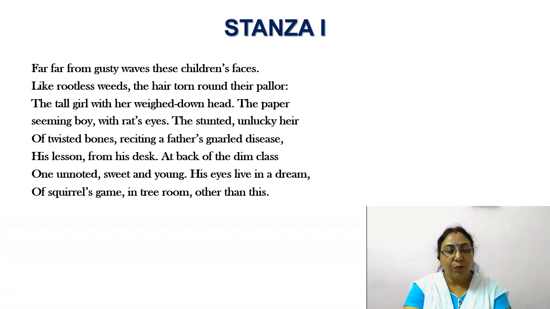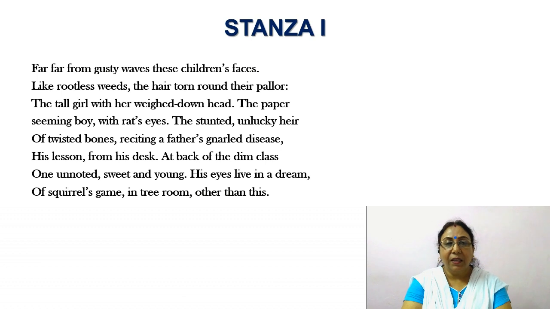This young and sweet boy is sitting at the back of the class and his eyes live in a dream. His eyes are full of dreams of squirrel's game. A squirrel is an animal that runs up and down the tree playing very energetically in the tree room. In the same way, the boy who is sitting at the back of the class, unnoticed by anyone, has his eyes full of dreams. He wants to be free, he wants to be carefree, and in this freedom, he wants to enjoy and play like the squirrel. He wants to play and enjoy life freely, like the squirrel in the tree room.